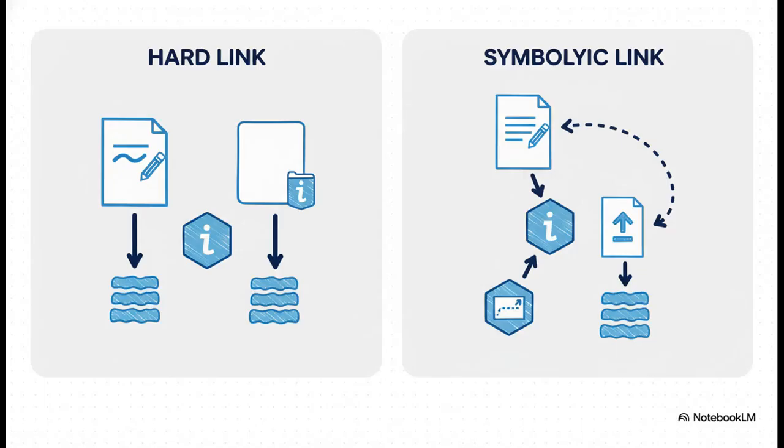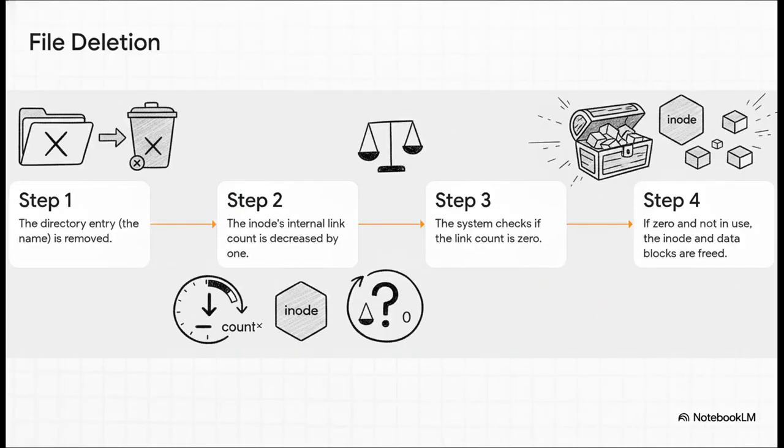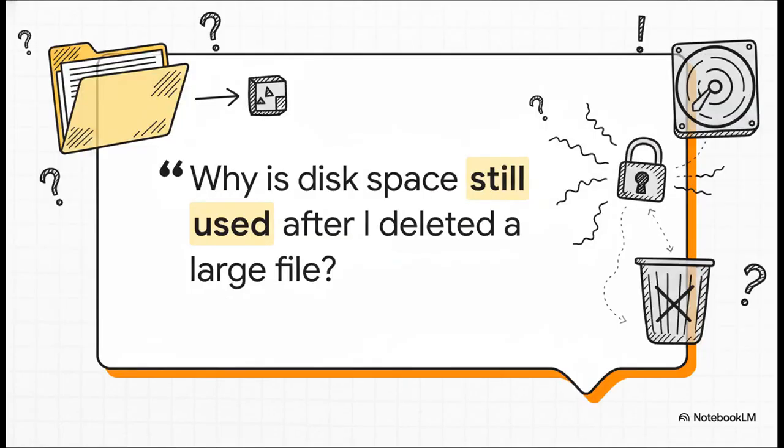This model also makes the difference between hard and symbolic links crystal clear. They're fundamentally different things. Same goes for deleting a file. It's not instantly erased. The system just removes the name and updates a counter. And this explains a classic mystery. If a process still has that file open, the inode and its data just hang around.